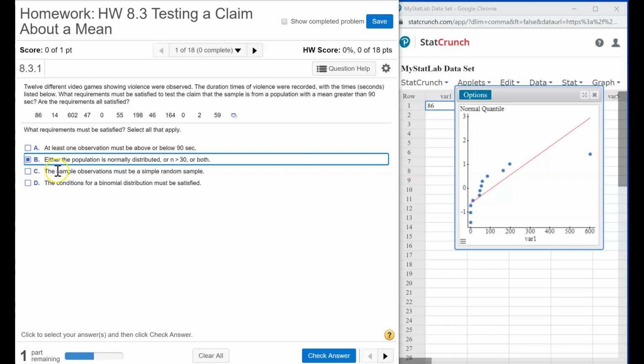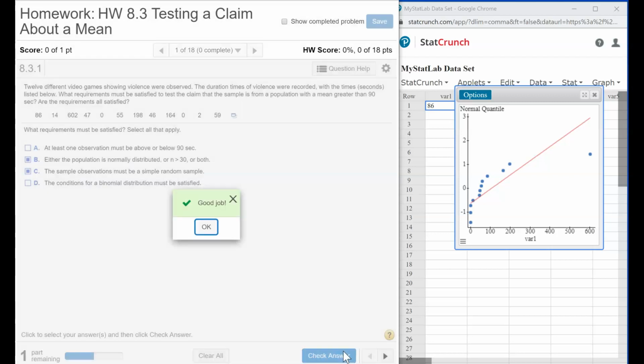C. The sample observations must be a simple random sample. This is also one of the requirements. And the conditions for binomial distribution must be satisfied. No, we don't worry about binomial distribution when we test a claim about a population mean. Let's check. Good job.